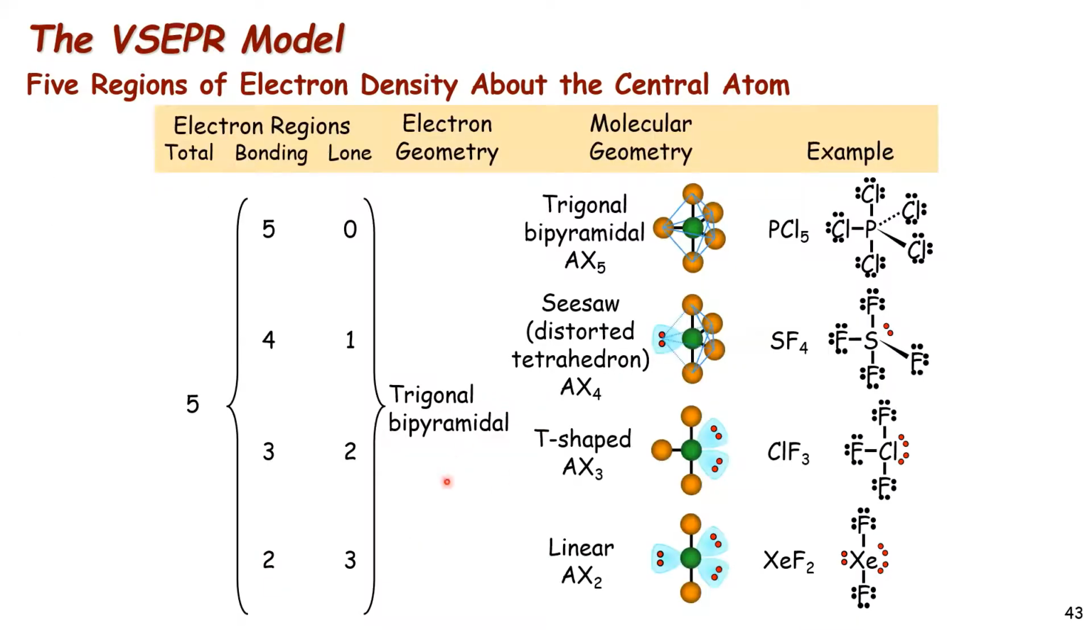Okay, so for 5 regions of electron density, they're all going to have a trigonal bipyramidal electron geometry. If there's no lone pairs, of course, it's going to have a trigonal bipyramidal molecular geometry. If it has 1 lone pair, again, that lone pair's got to go in one of those equatorial positions, and we're going to have what we call a seesaw molecular geometry. If there's 2 lone pairs, they both have to go in these equatorial positions. So we're going to have a T-shaped molecule. And if we have 3 lone pairs, they all go in the equatorial positions, and we have a linear molecule.